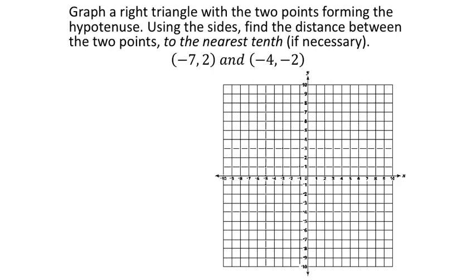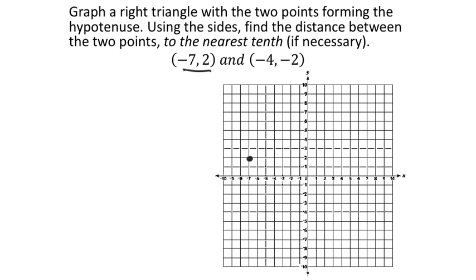Graph a right triangle with the 2 points forming the hypotenuse, which we've seen. Using the sides, find the distance between the 2 points to the nearest tenth if necessary. So we are not writing these in radical form. There we go. So I'm going to start with -7, 2. So I find from the origin to the left 7, up 2. So that's going to be this point right there.